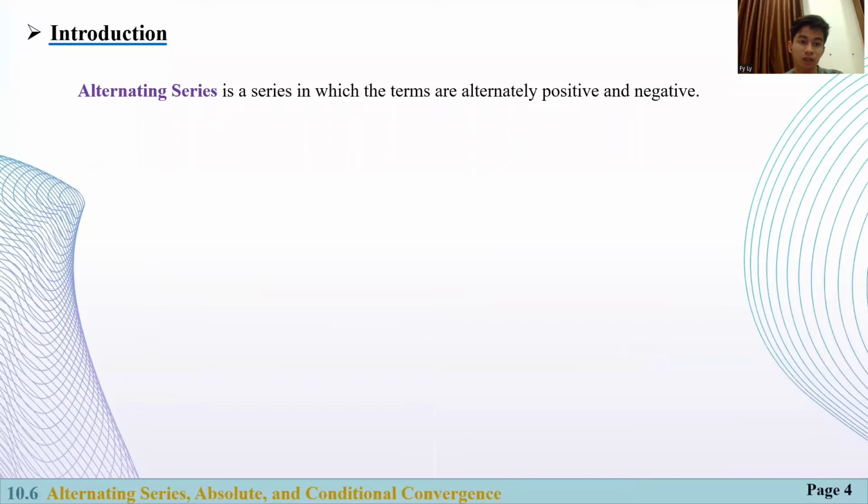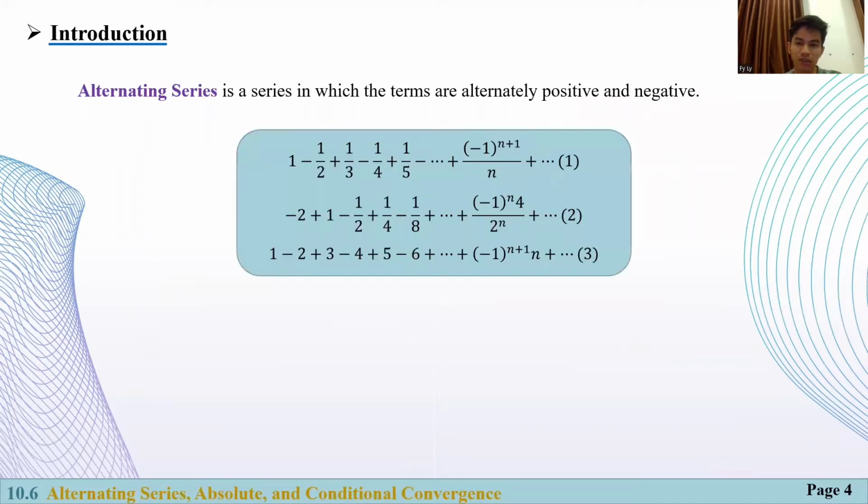An alternating series is a series in which the terms are alternately positive and negative. Which means that the series starts with either negative or positive terms. So here is the form: the sum from n equals 1 to infinity of (-1)^n u sub n.